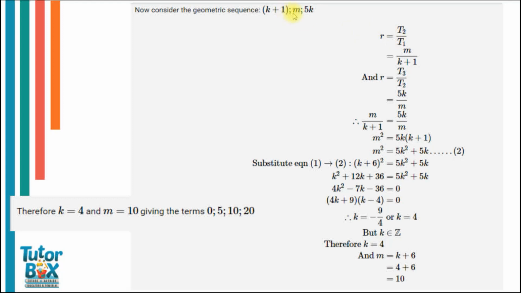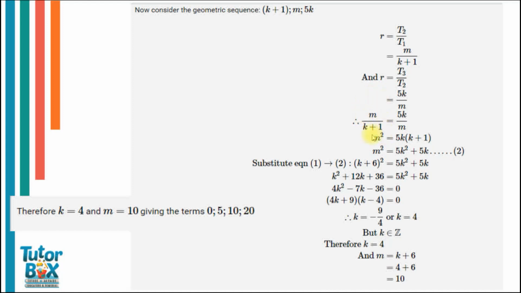So I'm going to determine my constant ratio. I'm going to take t2 divided by t1. I get m divided by k plus 1, and then if I take T3 divided by T2, I get 5k divided by m. If I equate these together, because remember they're equal, I get m over k plus 1 is equal to 5k over m, right? And then I can cross multiply them. I have m squared, right?